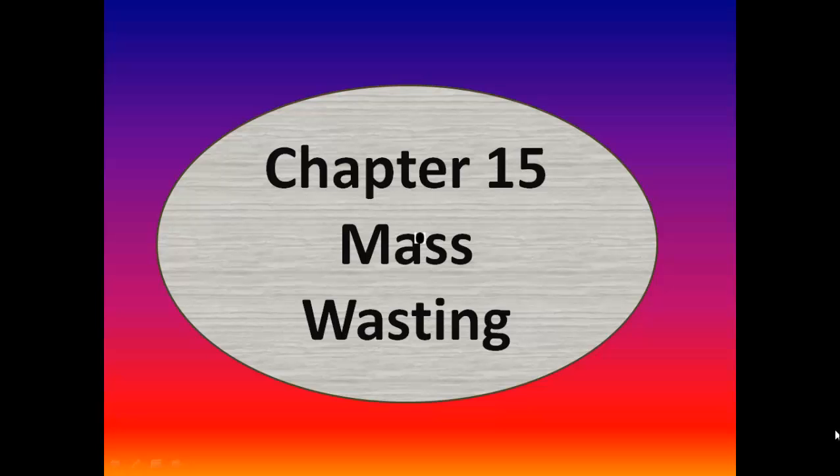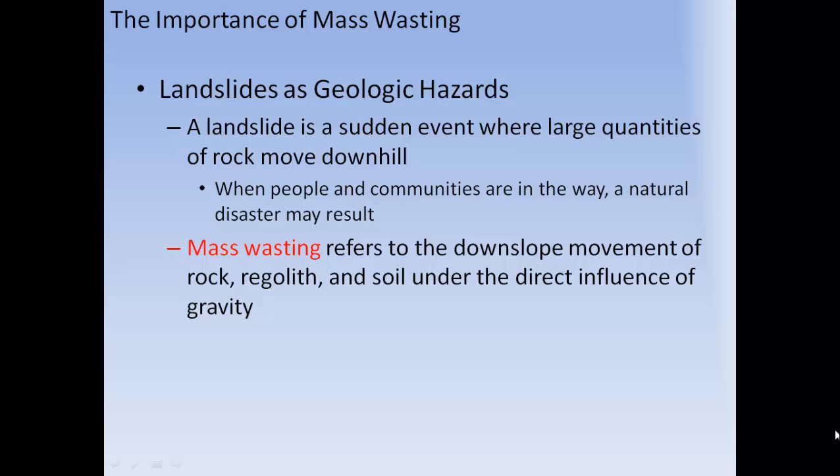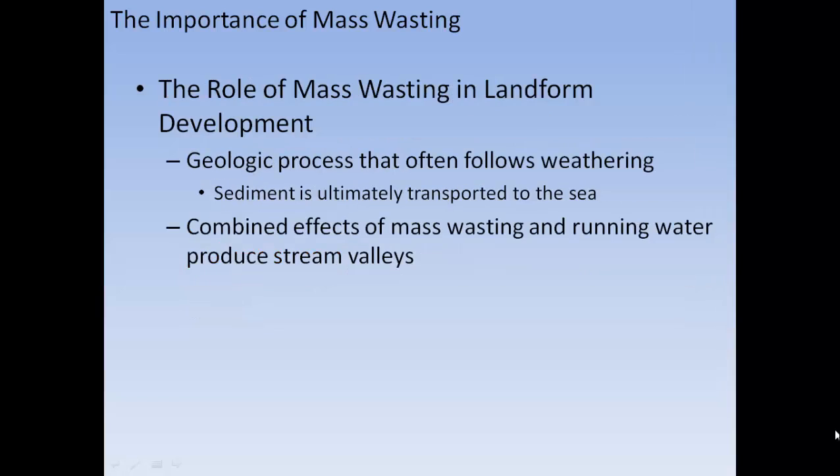Chapter 15, Mass Wasting. The importance of mass wasting. Landslides as geologic hazards. A landslide is a sudden event where large quantities of rock move downhill. When people and communities are in the way, a natural disaster may result. Mass wasting refers to the downslope movement of rock, regolith, and soil under the direct influence of gravity.